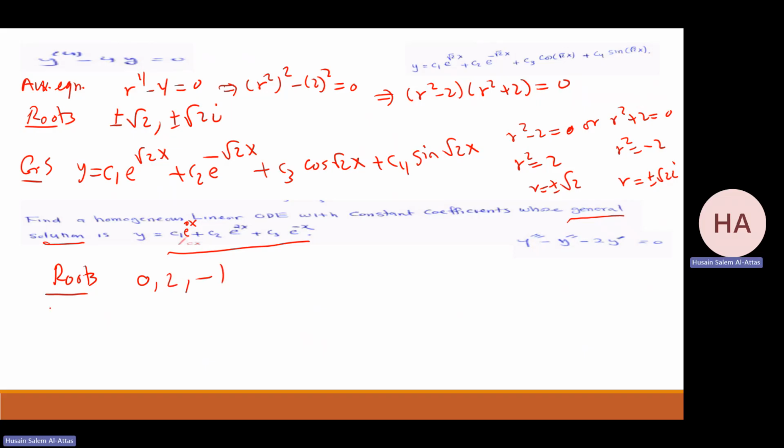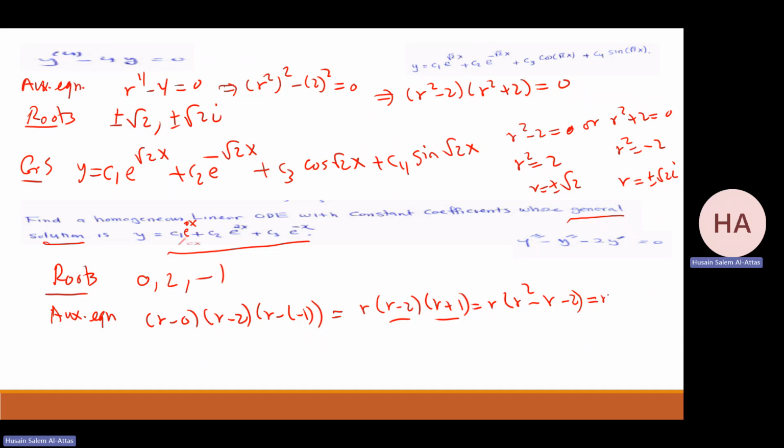Those are the roots. So the auxiliary equation will be r minus 0, r minus 2, r minus minus 1, which is r, r minus 2, r plus 1. I do the product of these things, r squared minus 2r plus r minus 2, which is r cubed minus r squared minus 2r equal to 0. So the differential equation is the third derivative minus the second derivative minus 2 times the first derivative equals 0, which is this one.